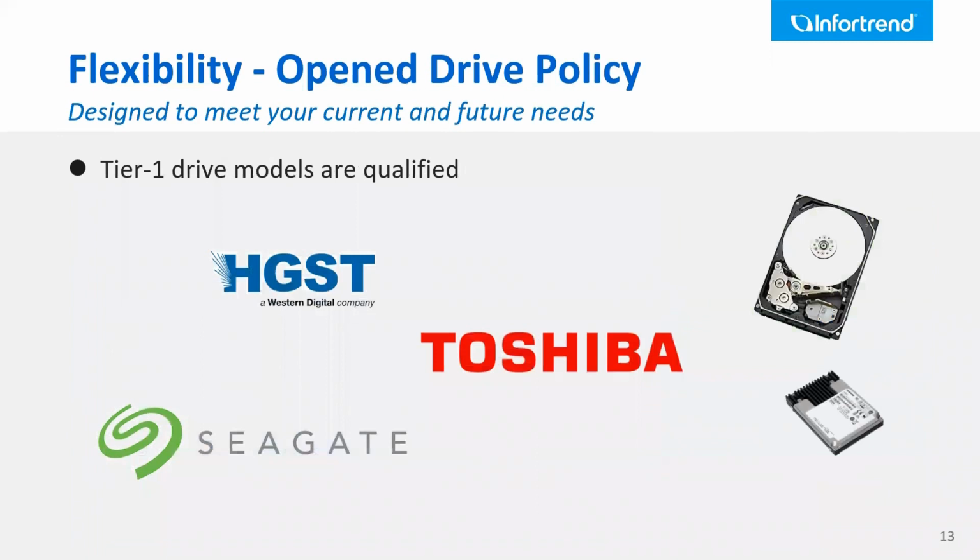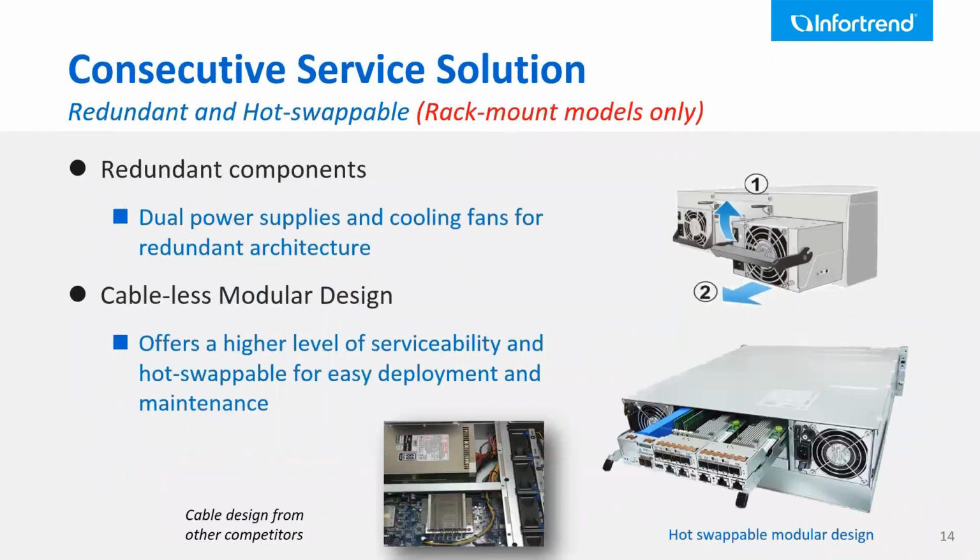One of the most important factors for Infortrend's product is that we have open drive policy. It gives the opportunity for our customers to choose their desired drives in our storage systems. Models that are qualified for Tier 1 drive are Toshiba, Seagate, and HGST. We have dual power supply and cooling fans for redundant architectures. The cable-less modular design offers higher level of serviceability and hot swappable for easy maintenance.